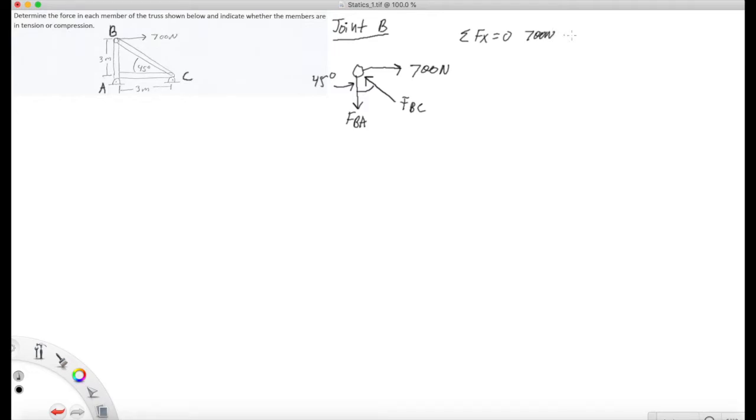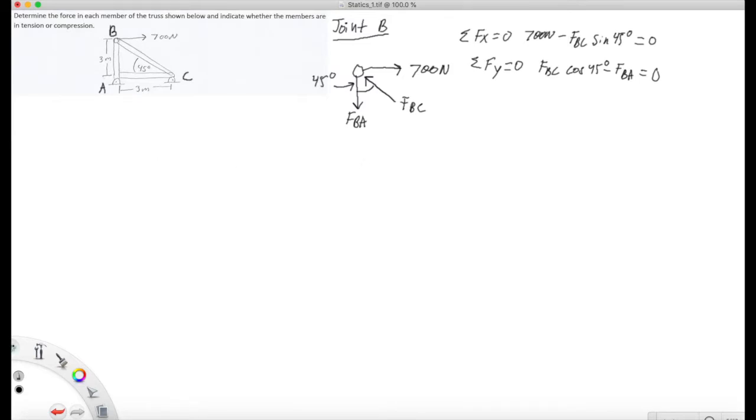And then we can also say that that's equal to 700 newtons, which is the given force, minus FBC times sine 45. Then for Fy, we write the summation of Fy is equal to 0, and we have FBC cosine 45 degrees minus FBA is equal to 0. And those are the equations that we need to write down for joint B.